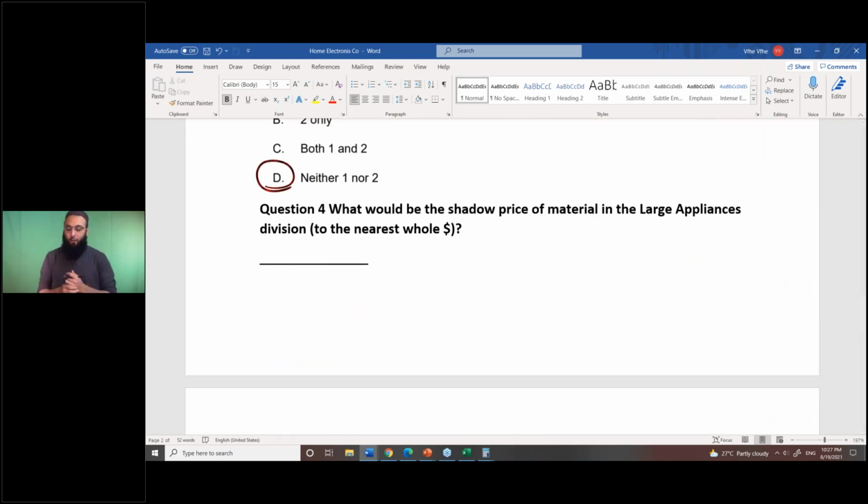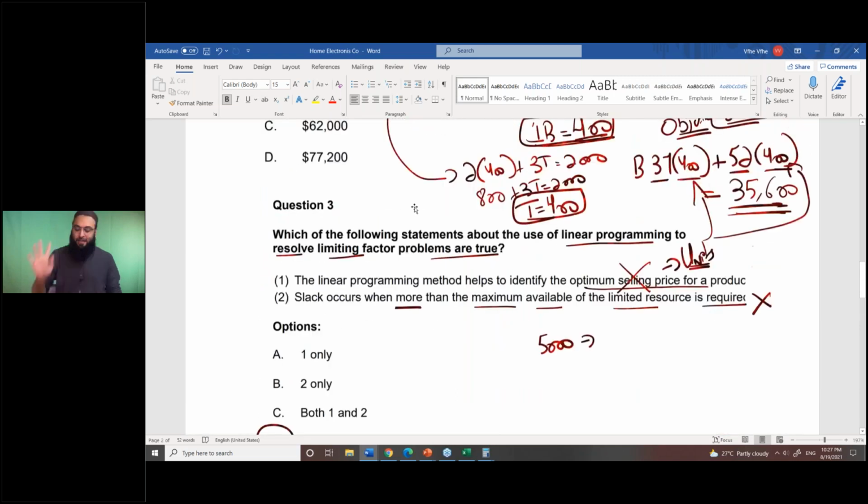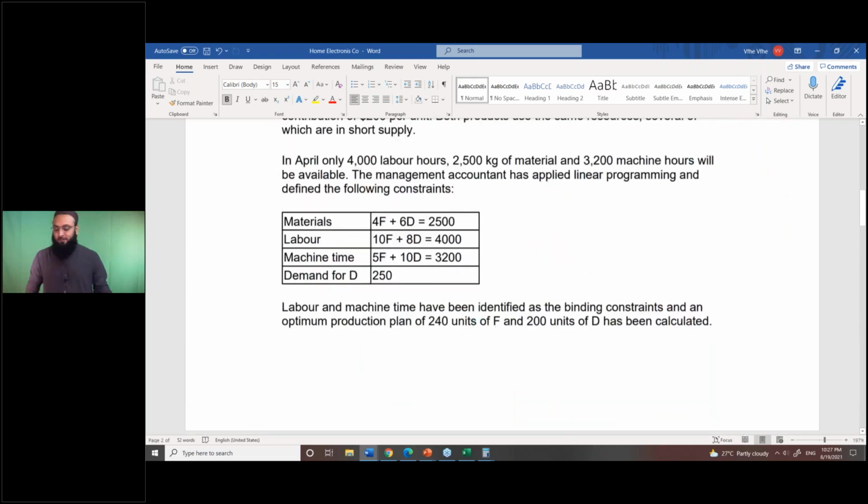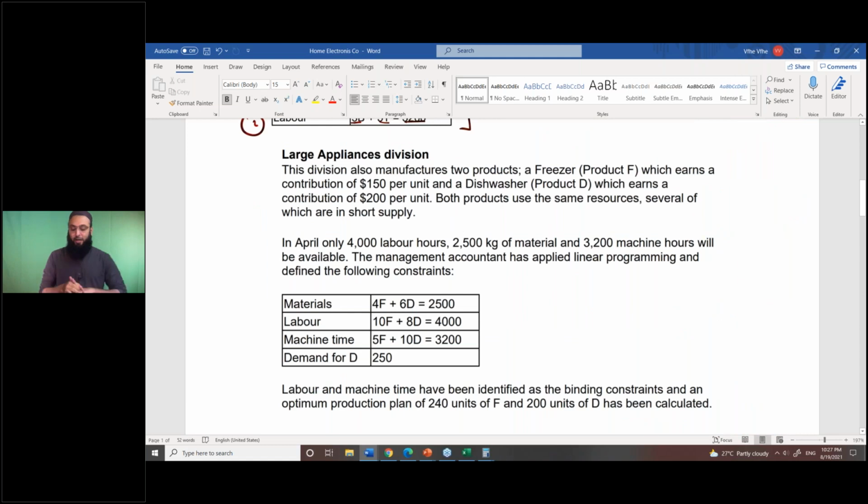Wow, what a good question this is. What would be the shadow price of material in the large appliances division to the nearest whole number? It's a funny question. Now you will tell me the answer, okay? See, large appliances. Let's read about large appliances. This division also manufactures 2 products, freezer and dishwasher, which earn a contribution of 150 and 200 respectively. Both products use the same resources, several of which are in short supply.